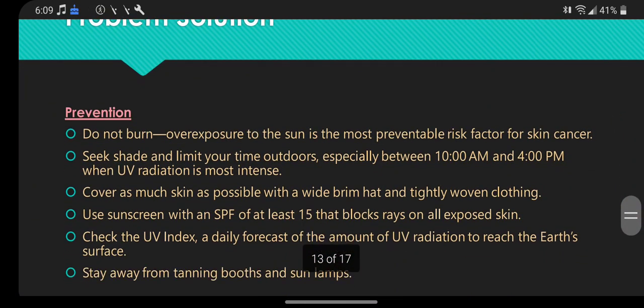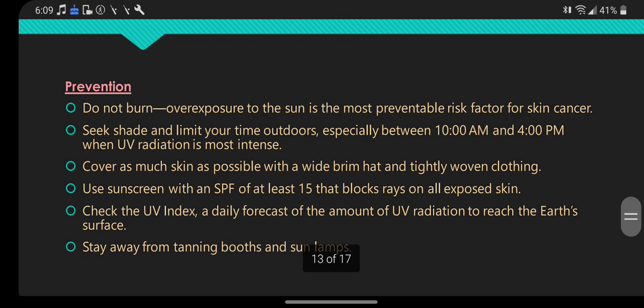Problem solution. Prevention. Do not burn. Overexposure to the sun is the most preventable risk factor for skin cancer. Seek shade and limit your time outdoors, especially between 10 am and 4 pm when the UV radiation is more intense. Cover as much skin as possible with a wide-brimmed hat and tightly woven cloth. Use sunscreen with an SPF of at least 15 that blocks rays on all skin.